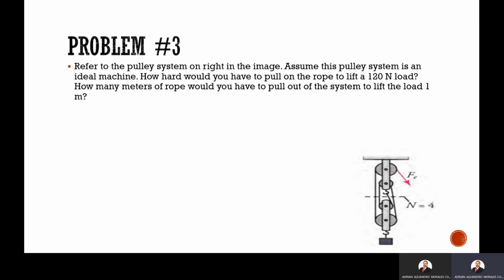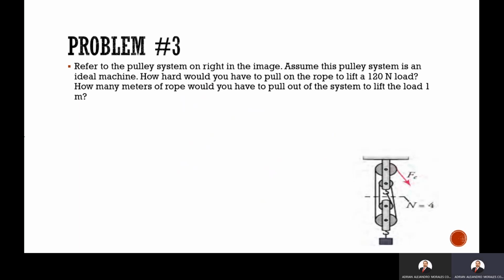For problem number 3, we're finding the pulley system in the right lower image. Assume that this pulley system is an ideal machine. How hard will you have to pull the rope to lift a 120 newton load? How many meters of rope will you have to pull out of the system to lift the load 1 meter?